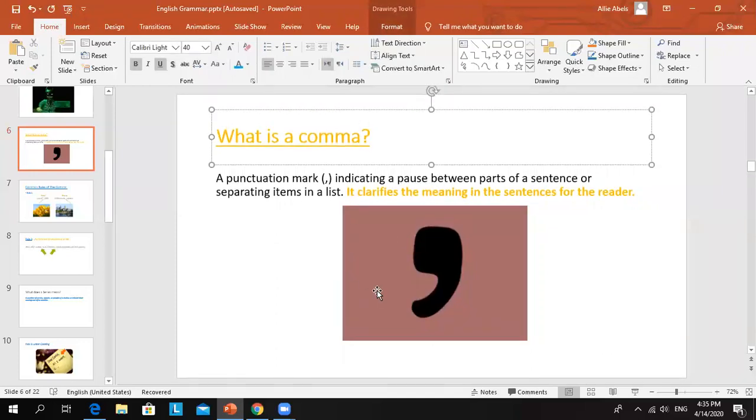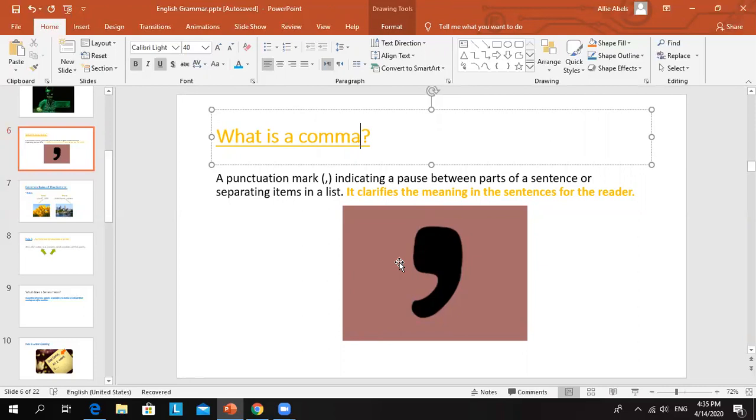So a comma basically is a punctuation mark. What does that mean? A punctuation mark is those marks that we find when we are reading, when we are writing, like the full stop, the period, the exclamation mark, the commas, the semicolon. All of these are called punctuation marks. And the comma, its function is basically to show a pause between parts of a sentence or to separate items in a list in a sentence. And this is how a comma looks. This is a sign of a comma.